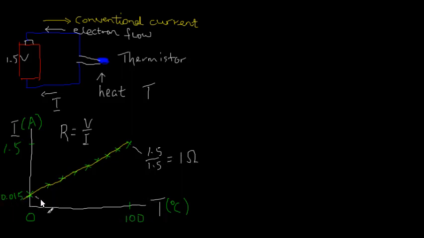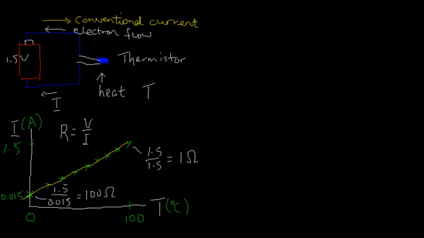But at 0 degrees Celsius, the voltage is still 1.5 volts. The current dropped to 0.015. If I now divide this, my answer is 100 ohms. Okay. So there is this unusual behavior. But what kind of a material can give such a behavior?